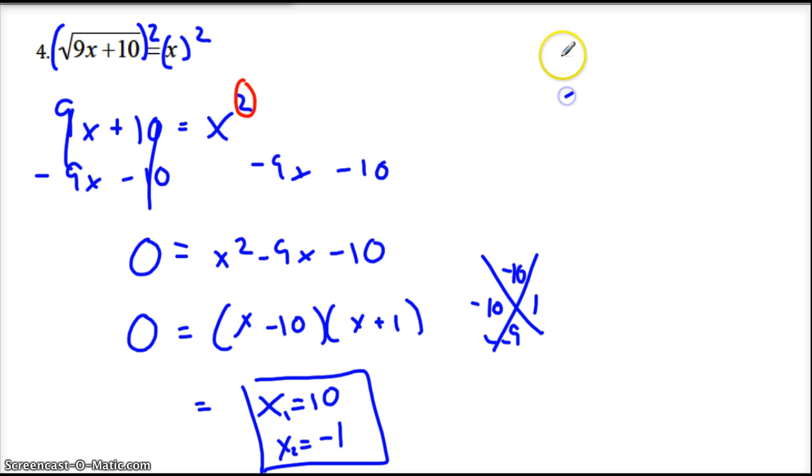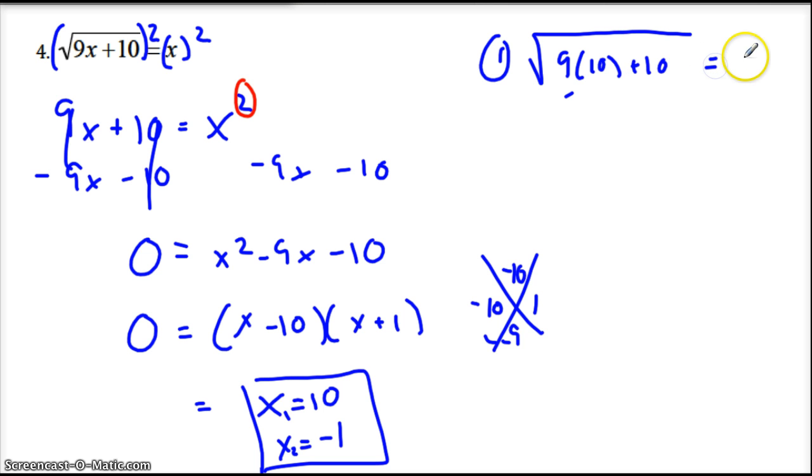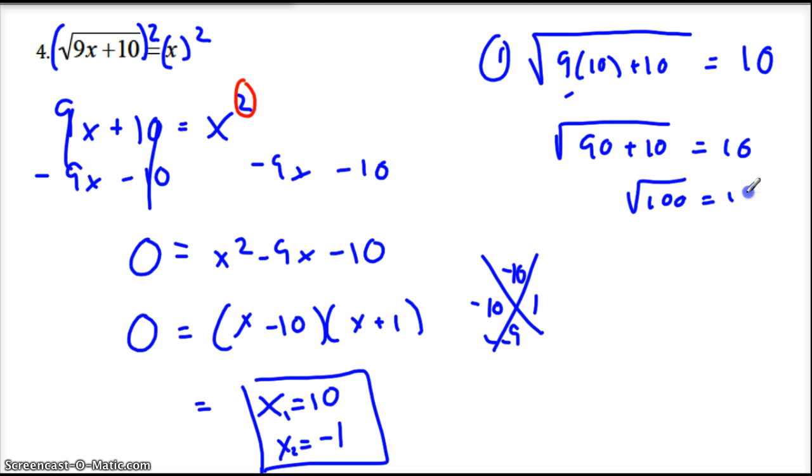So let's try the first one, 10. So we're going to try check number 1. Okay, this is our check. We get the square root of 9 times 10 plus 10 is equal to 10. When we do this, we get 90 plus 10 is equal to 10, and that gives us the square root of 100 is equal to 10, which is true. 10 equals 10. This guy is good to go.